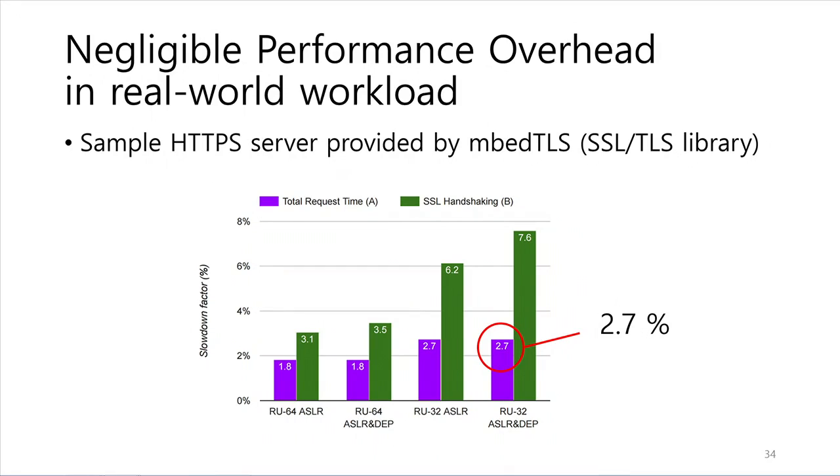And in real-world application evaluation, we use a sample HTTPS server that is provided by Embed TLS. The performance overhead was less than 3%. So we can conclude SGX-Shield brings negligible performance overhead in real-world applications.